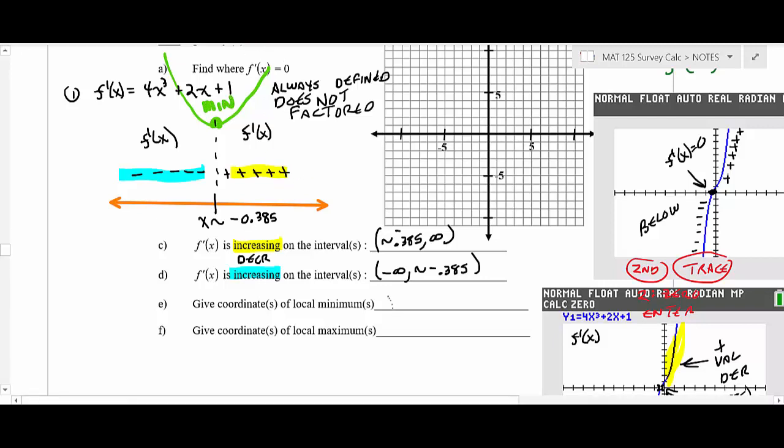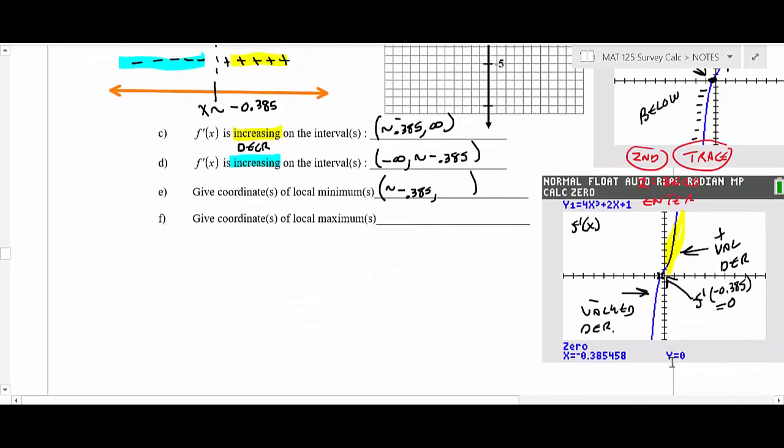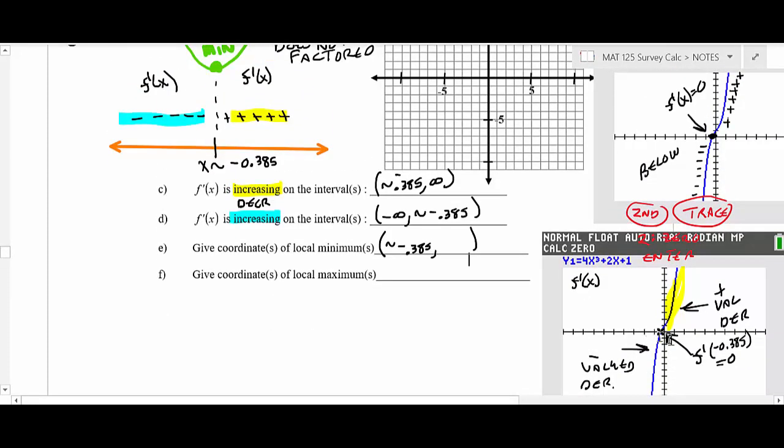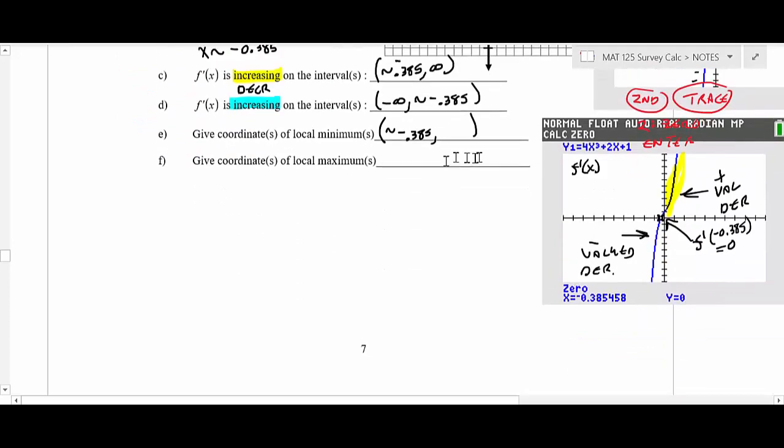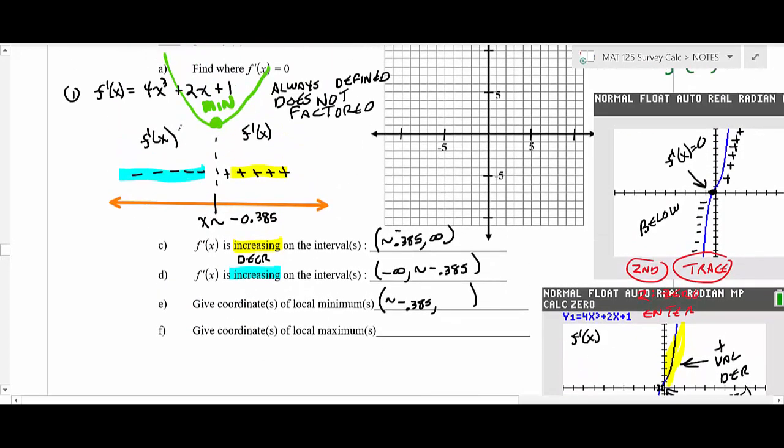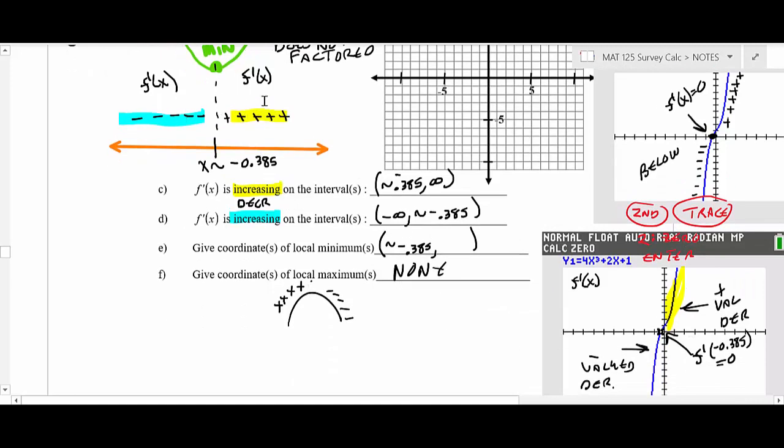So we would say we have a minimum at approximately negative 0.385 and whatever that y value is. We're going to have to get that from the graphing calculator. It's not 0. We have to evaluate this in the function. Does this function have a max? No, it doesn't have a max because the graph is not ever going from positive derivatives to negative derivatives. That's what's got to happen. So you don't have that. I had to graph the derivative in order to make a sign chart. That's what made that problem different.